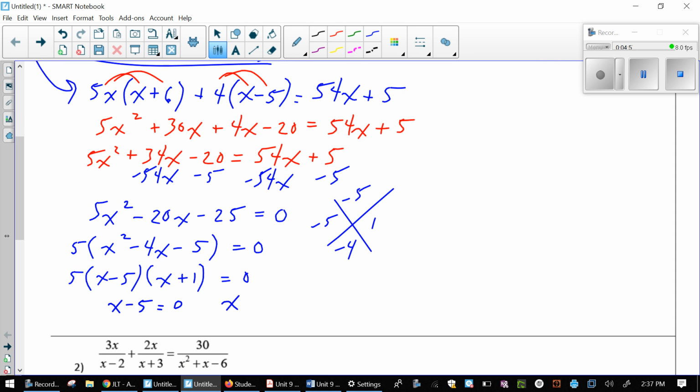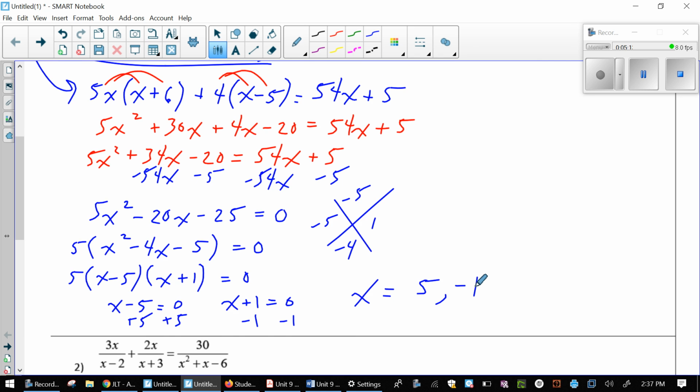x plus 1 equals 0. Plus 5, plus 5, minus 1, minus 1. x equals positive 5 and negative 1. But remember, we are not done here, guys.